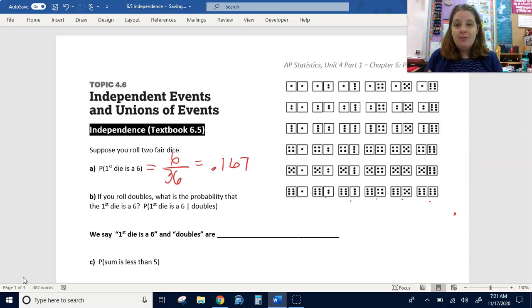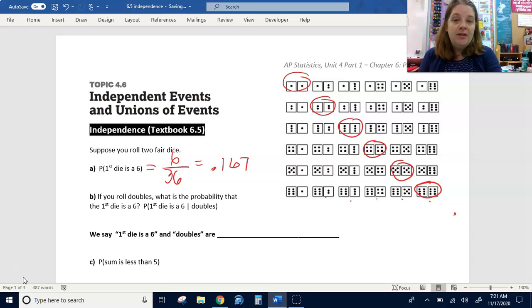Now, if you roll doubles, what's the probability that the first die is a 6? Or in other words, the probability the first die is a 6, given that I know I rolled doubles. In this case, given that you know you rolled doubles, we have a reduced sample space. That conditional probability means I'm only looking at the doubles, which means my denominator is 6 now instead of 36. Out of those 6 that are doubles, there's only 1 where the first die is a 6. That's 1 out of 6, and that's going to give me 0.167.